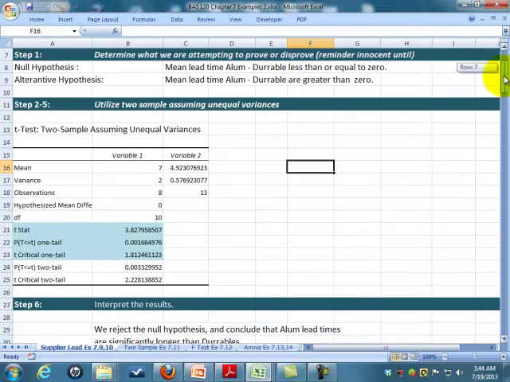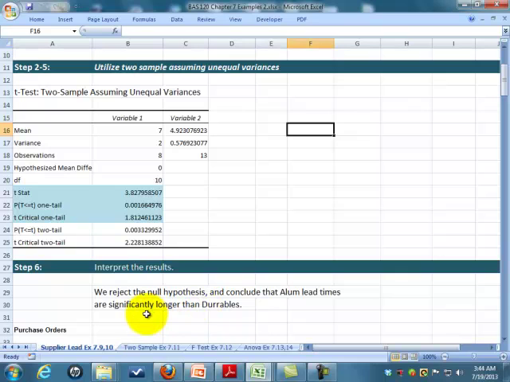Here are the results. And you can see it gives us a mean, a variance, a number of observations. I've highlighted here in blue some of the key stuff. It gives us our t-stat, our critical value, and our p-value. And of course, this is a one-sided test because, again, we're interested in it being significantly longer, just the one side of the tail. And you can look at our p-value and our t-stat, and the results are we're going to reject the null hypothesis and conclude that, yes, aluminum's lead times are significantly longer than durable's.